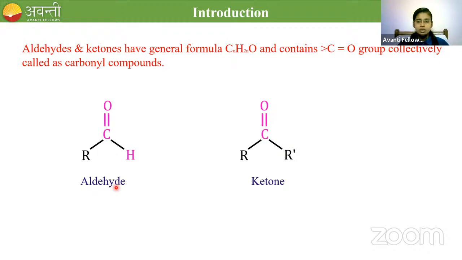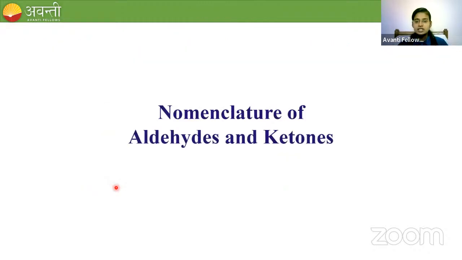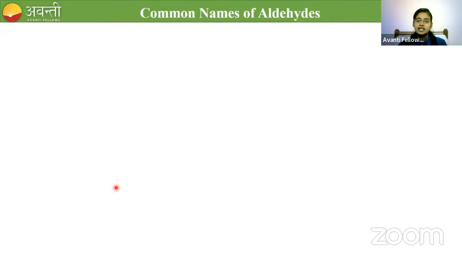Now let me move into the nomenclature of aldehydes and ketones. What is meant by nomenclature? Naming a compound. We have two different names: one is called the common name and the other is called the IUPAC name. Let me first move into the common name of aldehydes. Let me take one example. The first example is CH3CHO.